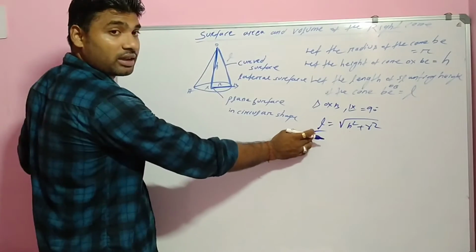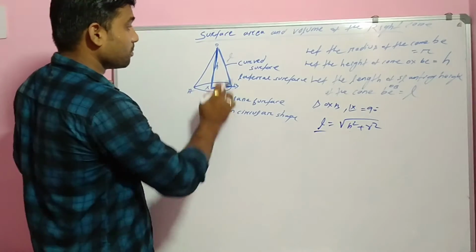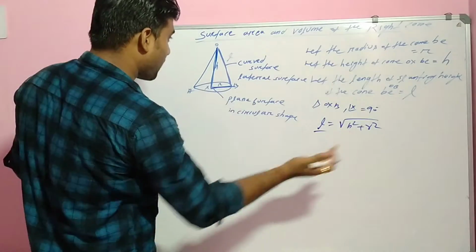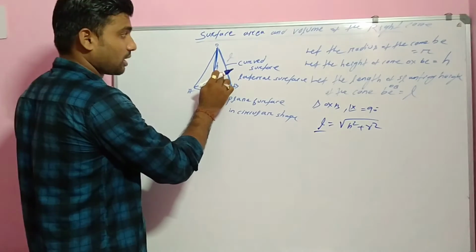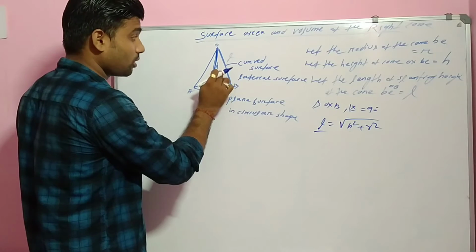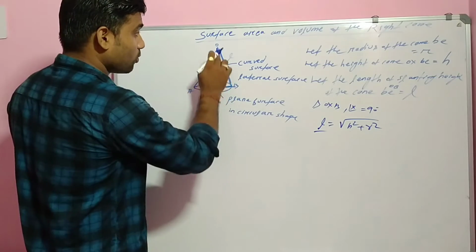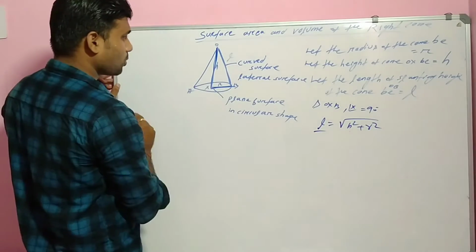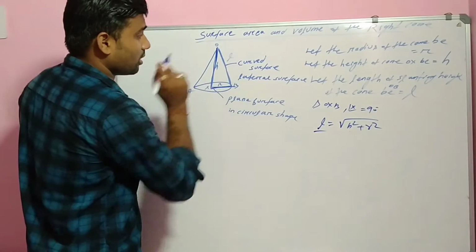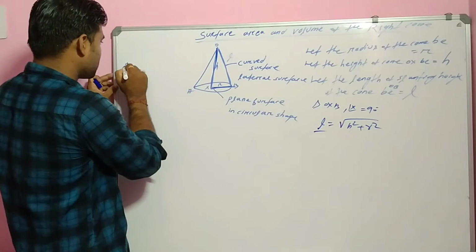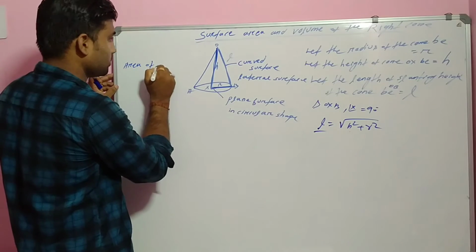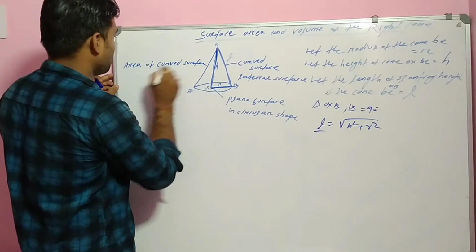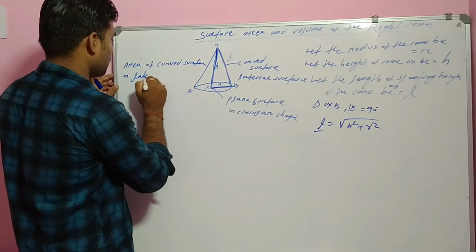Why do we find the length of the slanting height? Because if we spread out the lateral surface of the cone, you must know the length of the slanting height. Okay. So how will you find the area of the curved surface, or lateral surface, of the cone?